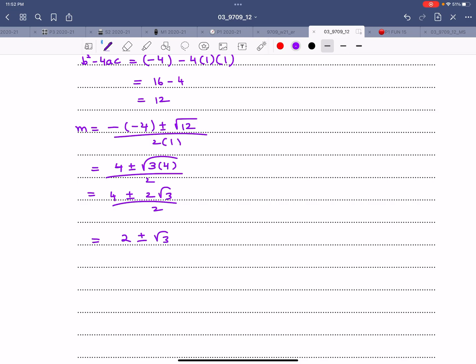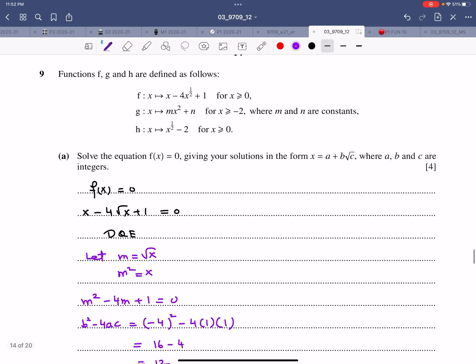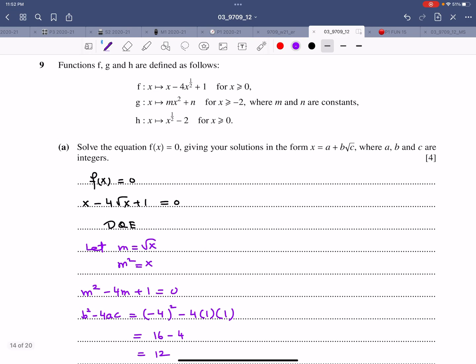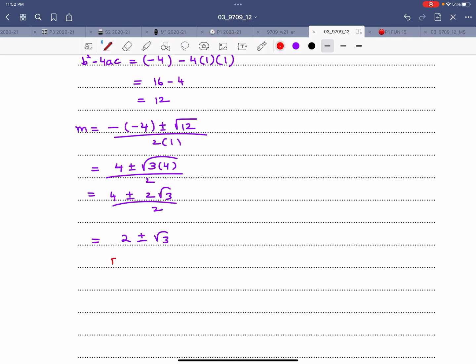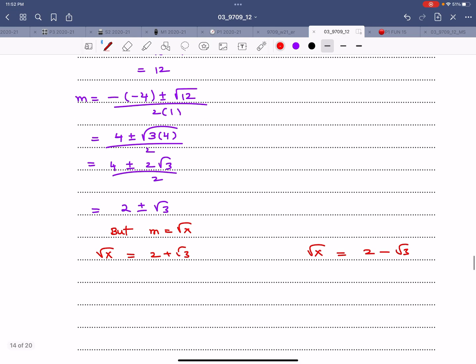Now what exactly are they asking? They are asking for the value of x, where a, b, c are constant integers, but m is equal to root x. So root x is equal to 2 plus root 3. Root x is equal to 2 minus root 3. Therefore x is 2 plus root 3, the whole thing squared, that is a square plus 2ab plus b square, 2 into 2 is 4, root 3, plus 3, that is 7 plus 4 root 3.